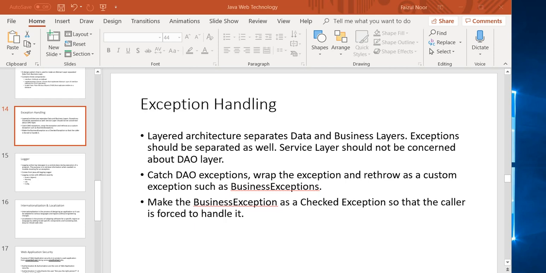Now the purpose here again is that we are creating different exceptions, and one of the exceptions is the business exception. Whenever there is a DAO or database exception happening, we are rethrowing it as a business exception. And the caller, when it's calling the DAO method, is forced to handle it. Now we are going to discuss these things more when we talk about the actual application as part of this tutorial.